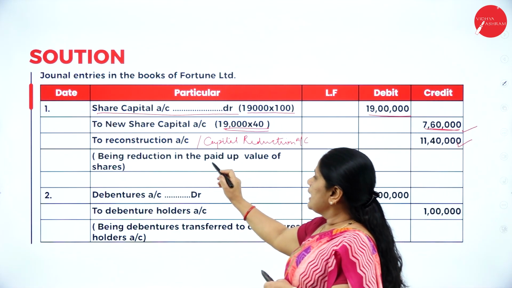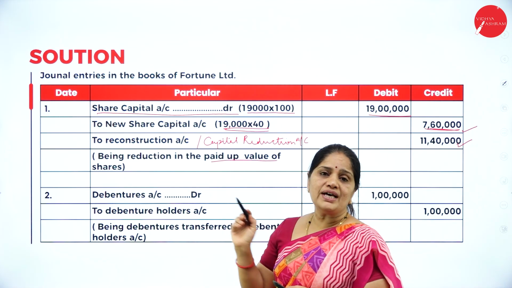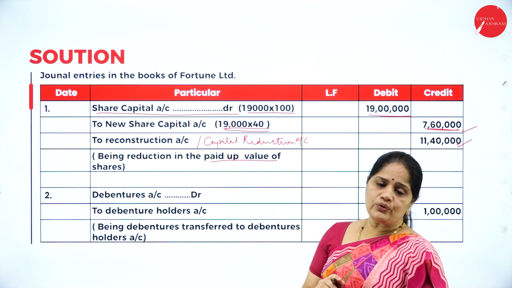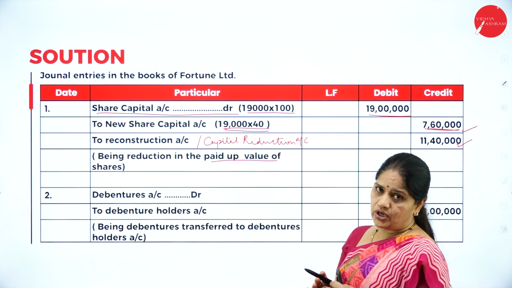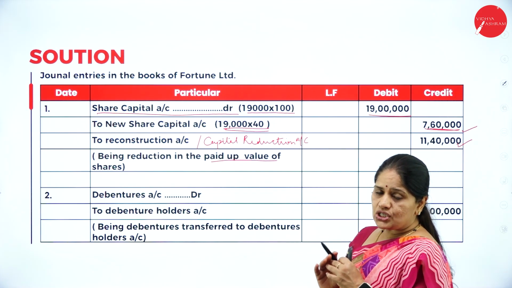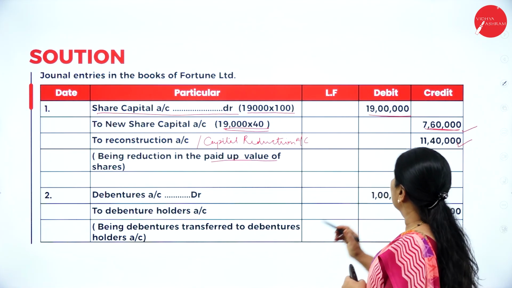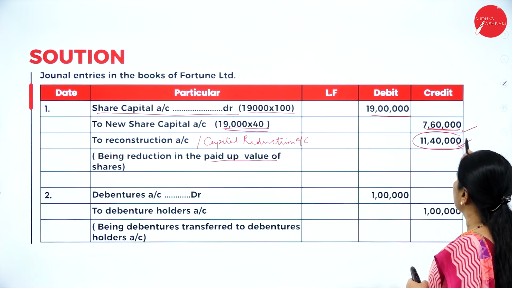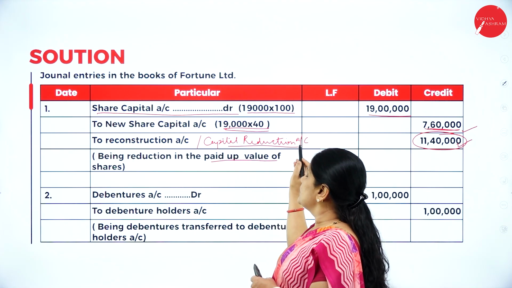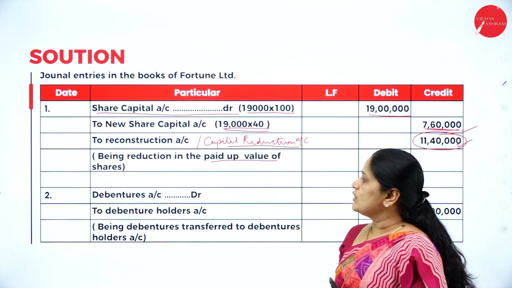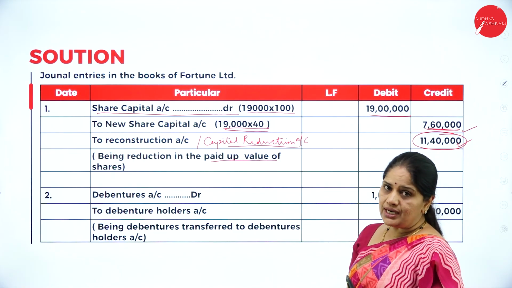So, being reduction in the paid up value of the shares. The paid up value which is 100 has been reduced to rupees 40. So there is a reduction of 60 rupees. That reduction, whatever we have taken away from the share capital, we have credited to the capital reduction account or the reconstruction account.